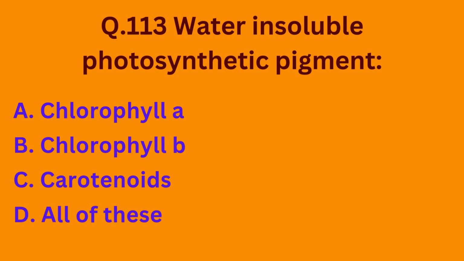Coming to next question. Water insoluble photosynthetic pigment. Option A, chlorophyll A. Option B, chlorophyll B. Option C, carotenoids. And option D, all of these. So basically all of these are water insoluble photosynthetic pigments. So the correct option is option D.